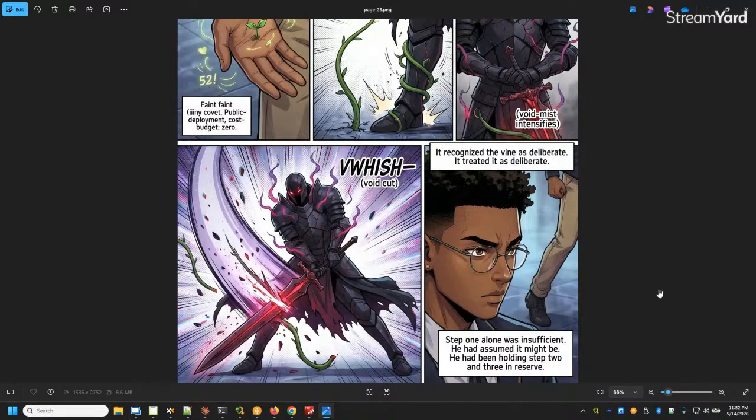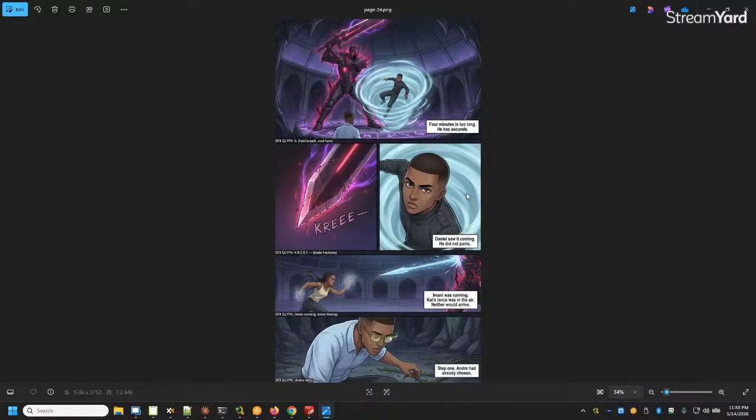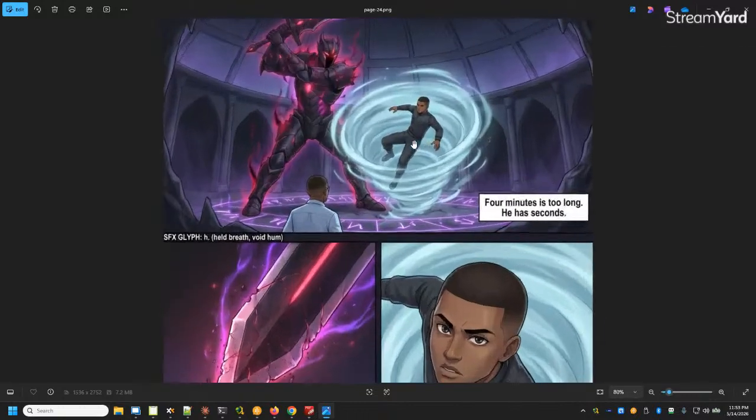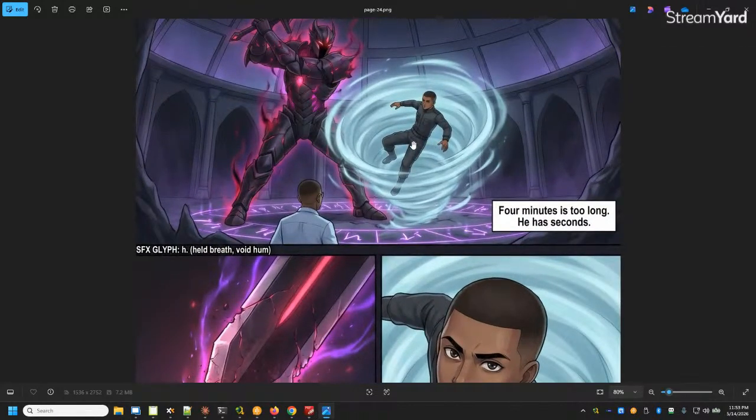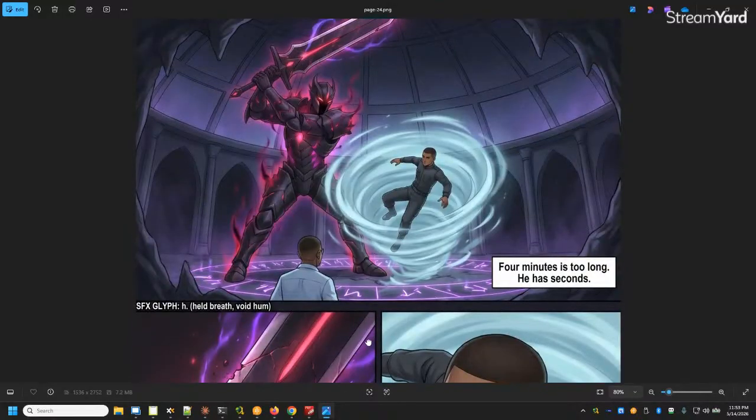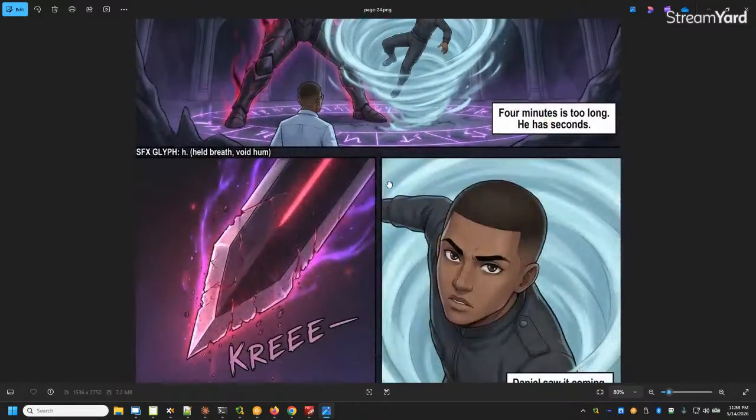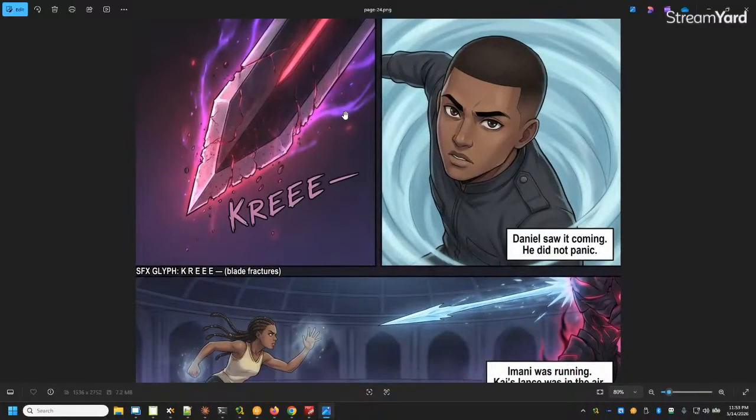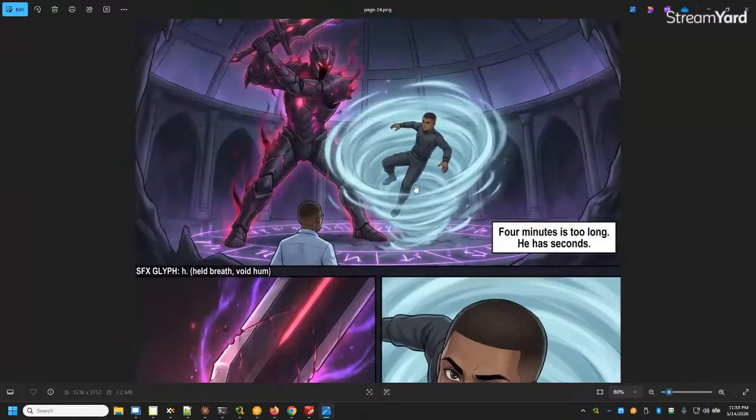Step one alone was insufficient. He had assumed it might be. It might be. He had been holding step 2 and 3 in reserve. Okay, so he's going to do what he did before when he was testing his ability on the plants. 4 minutes is too long. He has seconds, and is this Daniel? Looks like maybe someone from the other team. Daniel saw it come. Yeah, it is, because he's in a tornado.